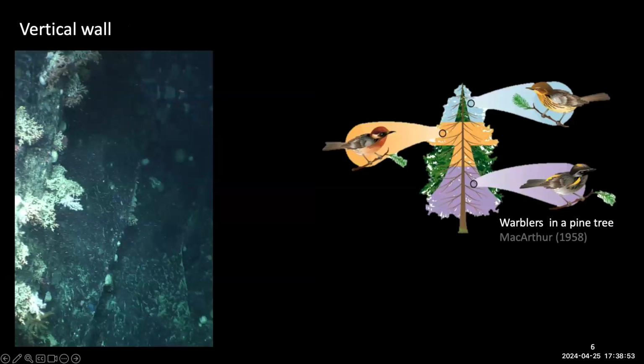So here I want to show you this image of a vertical wall and this pine tree. What does it have to do with each other? They are similar because they have heterogeneity. What I mean by that is that they have different areas, different microhabitats that the species use in different ways in order to coexist. This is through a very important ecological principle called niche differentiation.